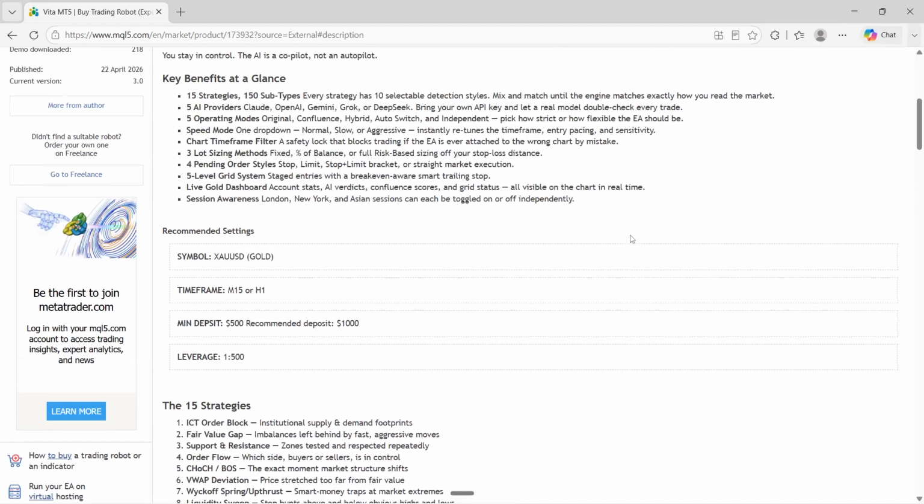So as we previously said, the recommended settings are XAUUSD on the M15 timeframe or the H1 timeframe with a minimum deposit around $500 to $1,000 recommended. Normal mode works offline, while AI mode requires a valid API key and internet connection.